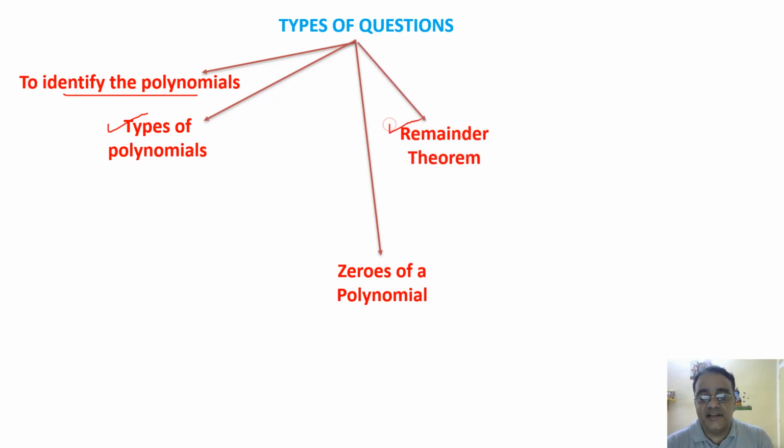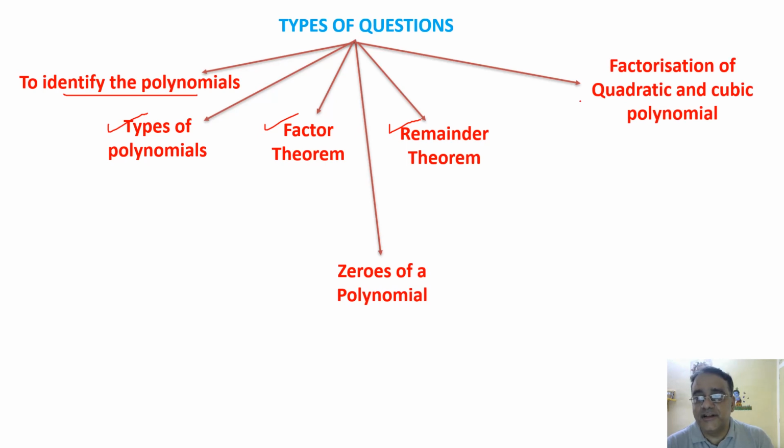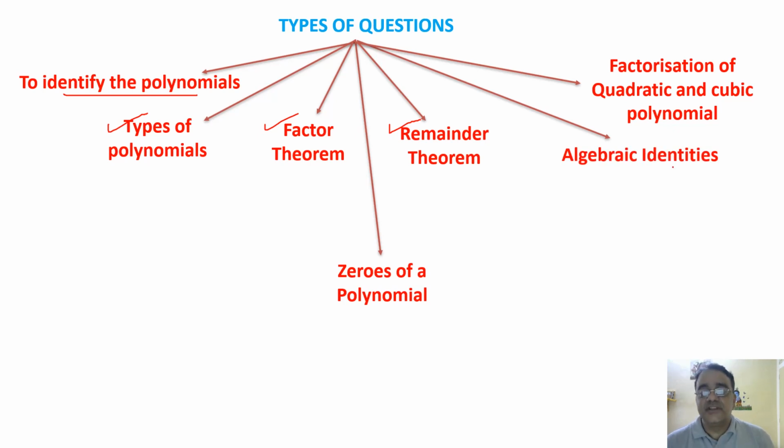This was deleted last year. And the fifth one is the factor theorem. This was also deleted last year. And the next one is factorization of quadratic and cubic polynomials. And the last one is algebraic identities. So these are the main 8 categories for different types of questions.